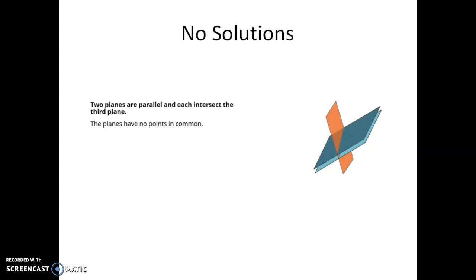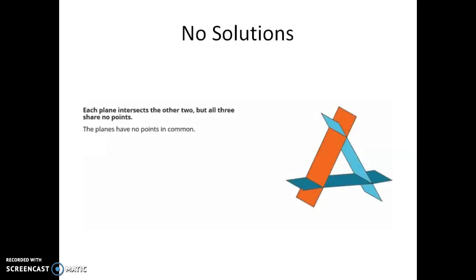Here's another case of no solutions, where 2 of the planes are parallel, the light blue and the dark blue here, and then the other plane intersects them at some angle, but again, there are no points in common for all 3 planes at the same time. There are points in common for 2 of the planes, but not all 3 of them. So there is no solution to the system of 3 equations.